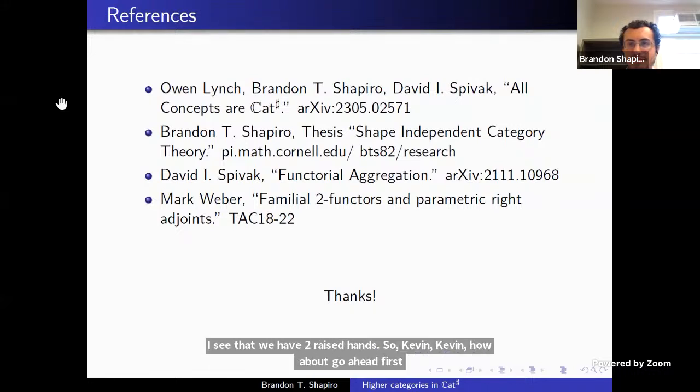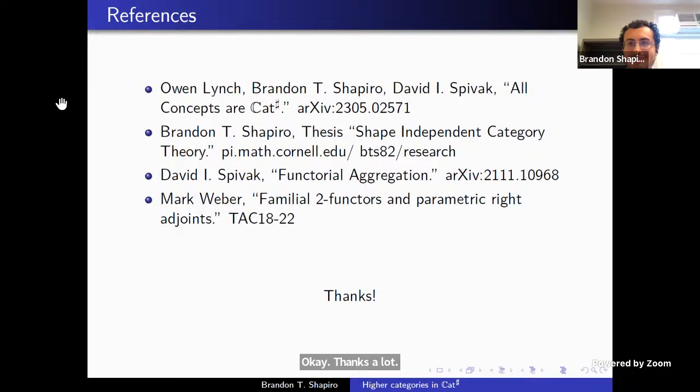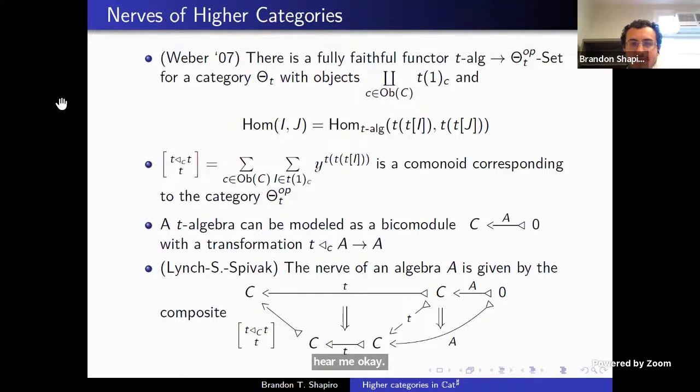Okay, thanks a lot, Brandon. Let me know if you can't hear me okay. Can you just go back one slide? I want to ask a really naive question just to have made it to your last slide here. Why does this theorem you've stated type check? So you have drawn a map of C-sets, basically, right? Why is that a nerve?